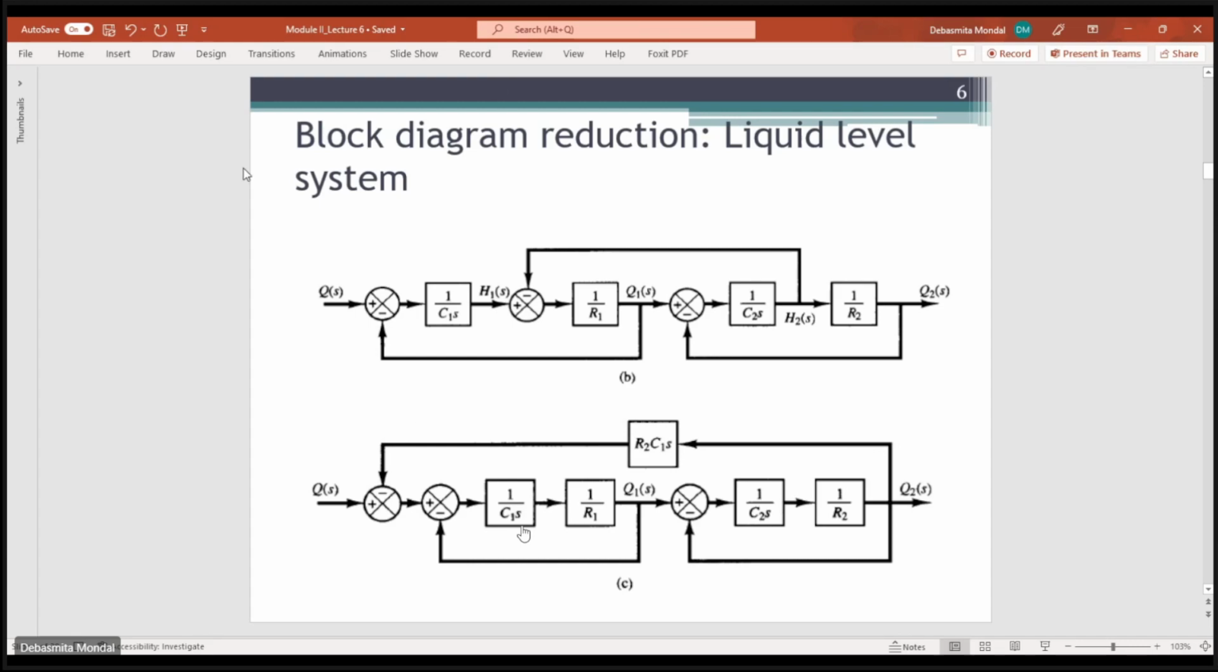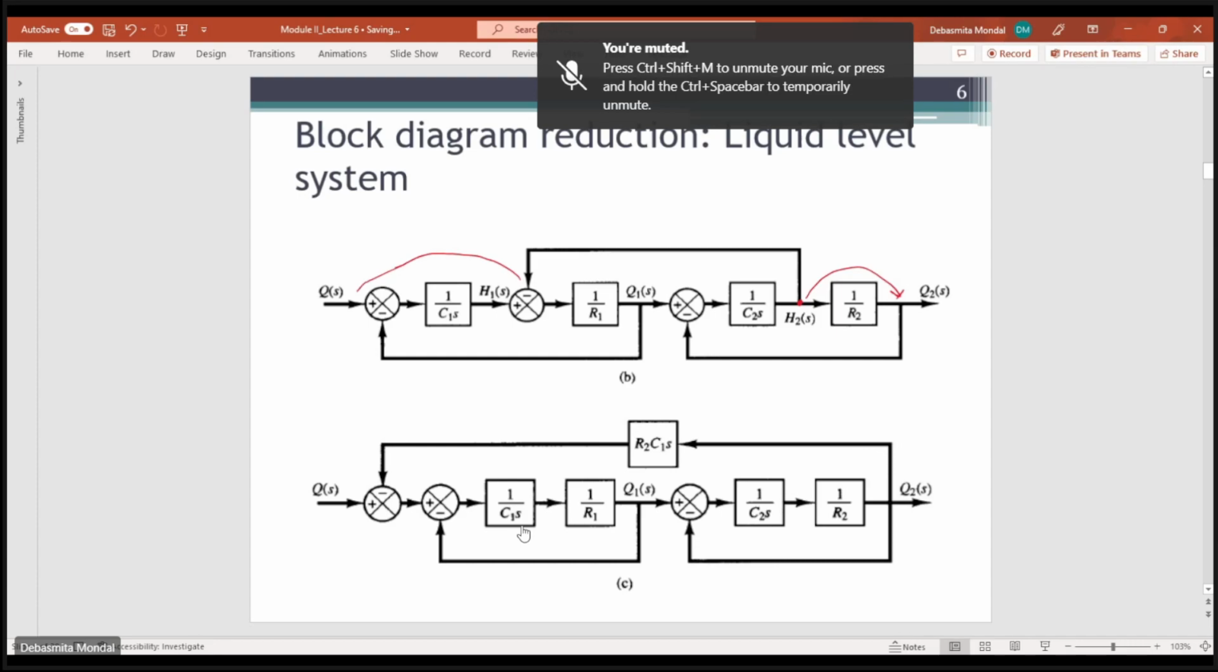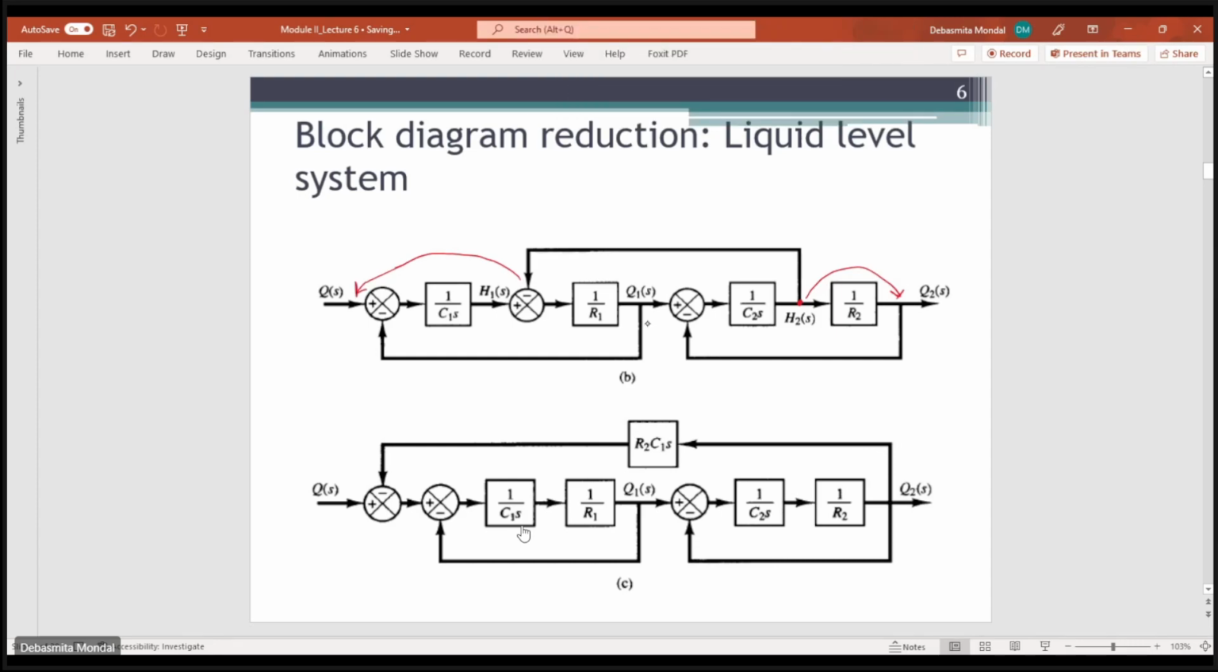So this is the block diagram which we had drawn for that two-tank liquid level system. Here again the steps are given. What is given is that first of all they are moving both points. They are moving this takeoff point from here to here, as well as moving this summing point to here. So they are doing both things at the same time.